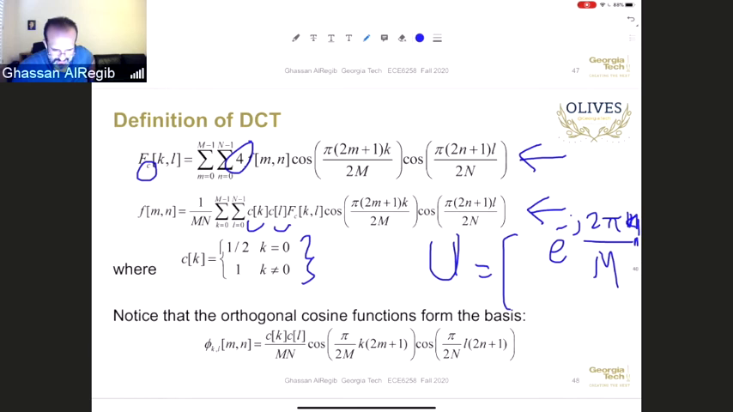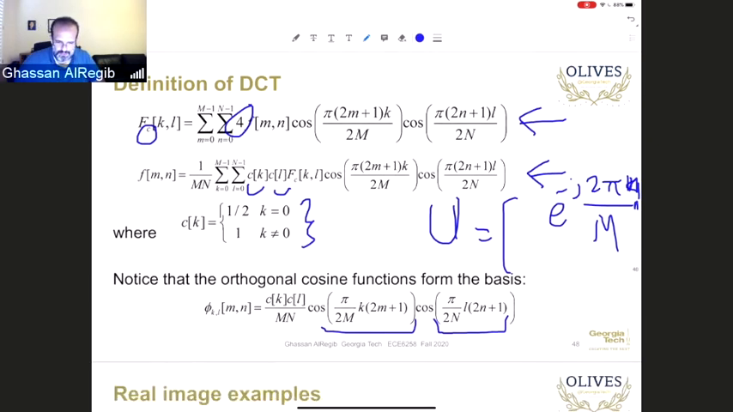Now what we have is this cosine. So we have these cosines as our basis functions. And why is that important? Because of the following.